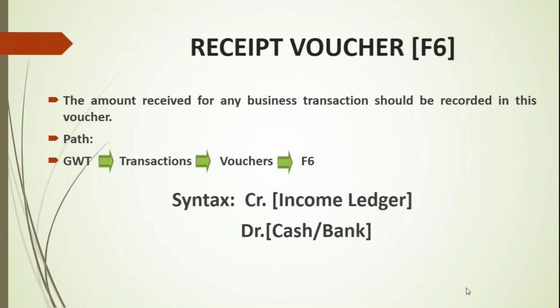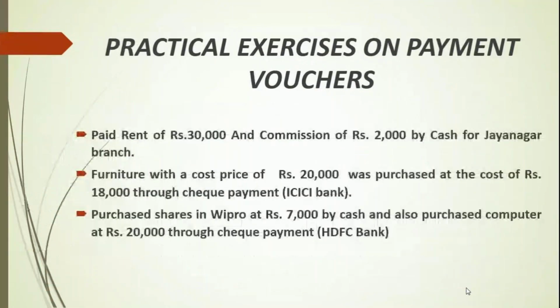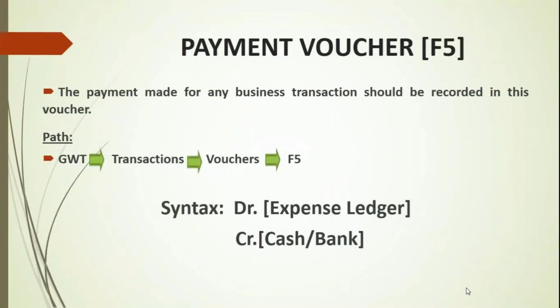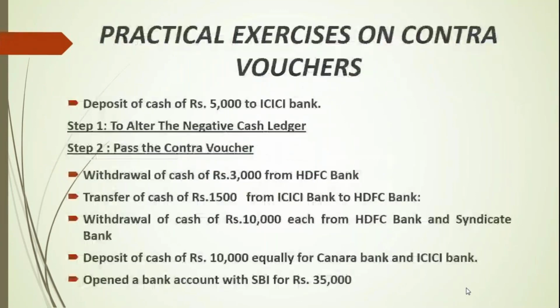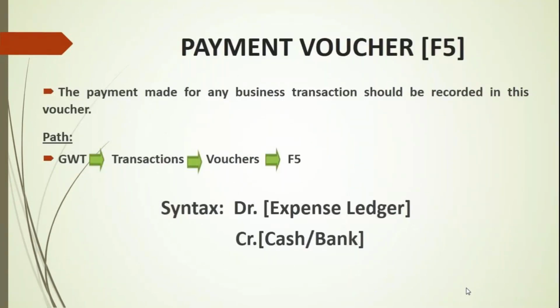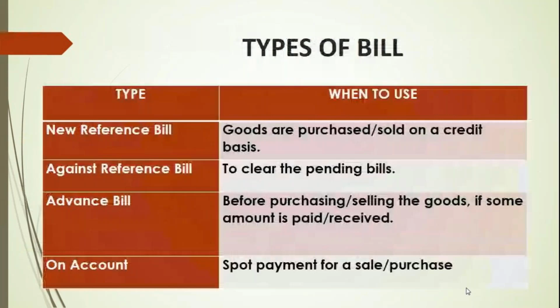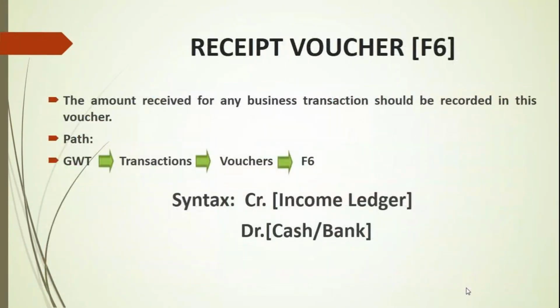For the contra, the credit aspect appeared first and then the debit aspect. For payment vouchers, the debit aspect appeared first and then the credit aspect. For contra it was credit and debit; for payment it is debit and credit. Now for the receipt voucher, what is the syntax? The credit aspect appears first and then the debit aspect.